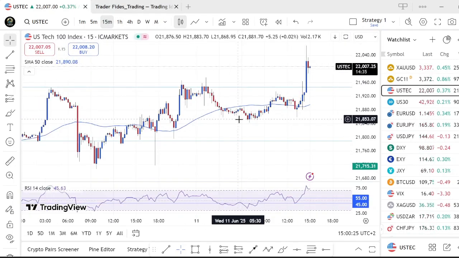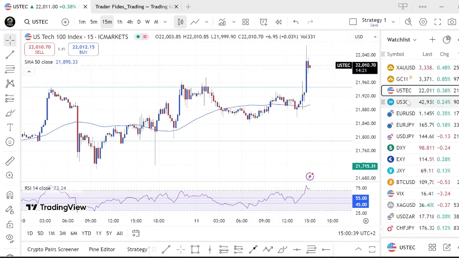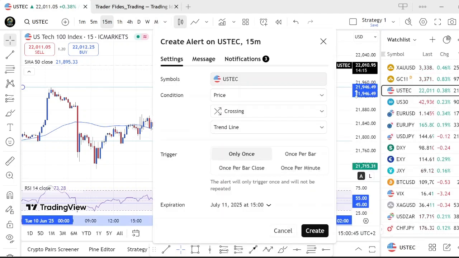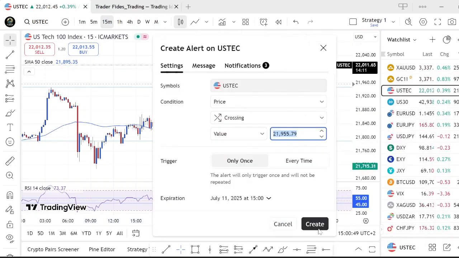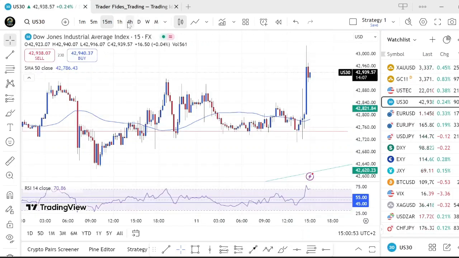On the 15-minute, we can see that price is on an impulse move at the moment, and we'll be waiting for price to come all the way back down, closer to the 50 SMA within the sweet spot region, potentially at 21,950, confirming the retracement, and then waiting for a long position to the upside. So I'll be marking this with an alert. Oh, no, sorry. I just want to make this a bit higher. Add alert, create. Perfect. Moving on to US30.